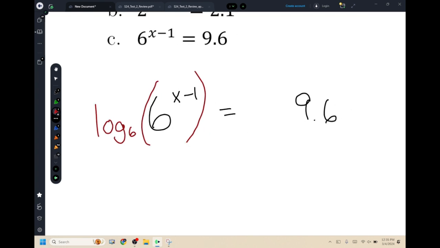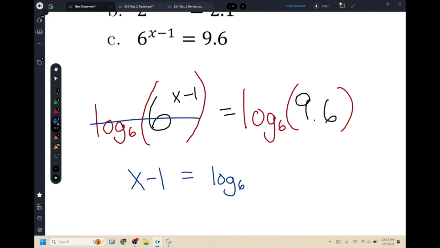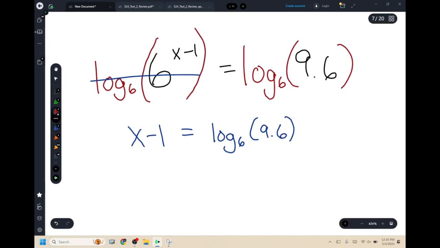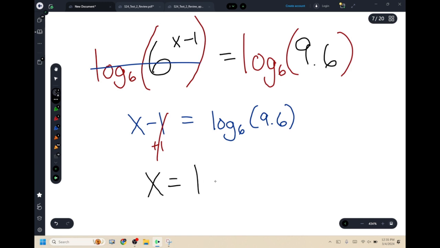But now what must we do because of math? Yes. Because of math, you must do it to the other side. And you're left with, scratch out, x minus 1 is equal to log base 6 of 9.6, and plus 1 to both sides. And you're left with x equals, and because you're not responsible for the math, leave it alone.